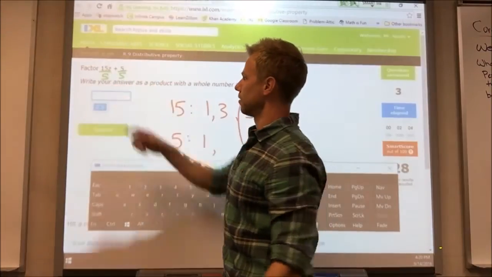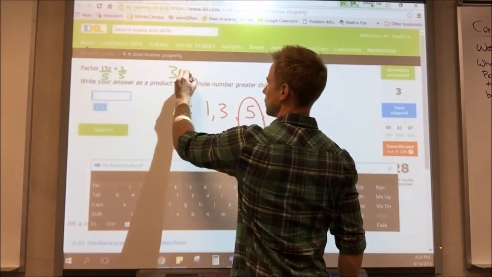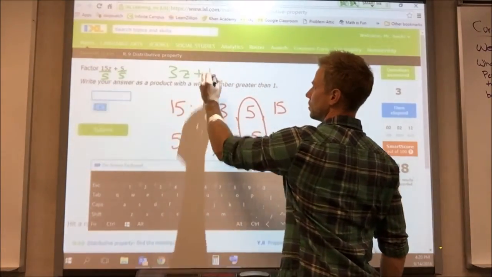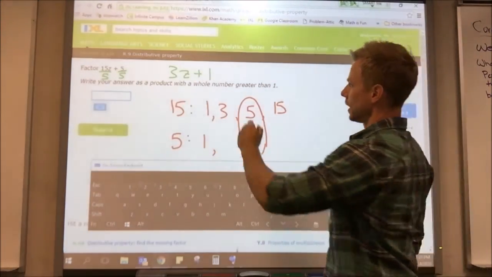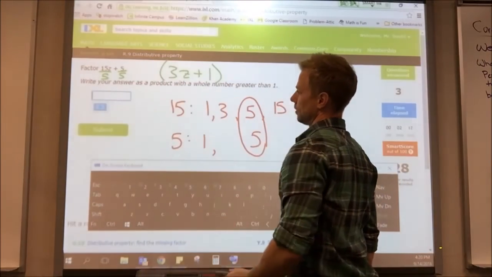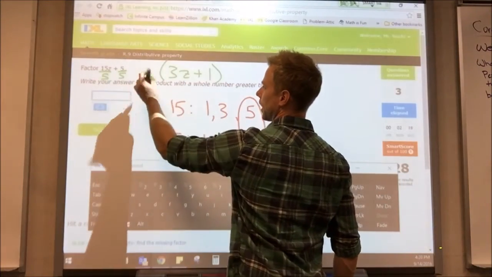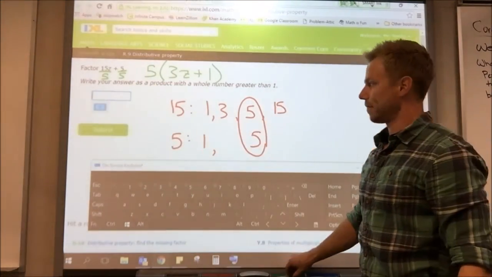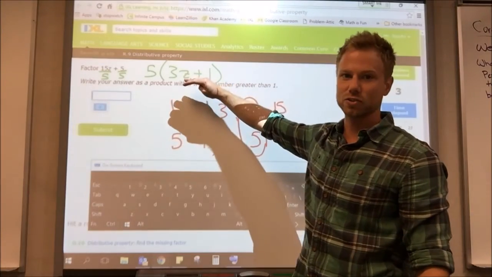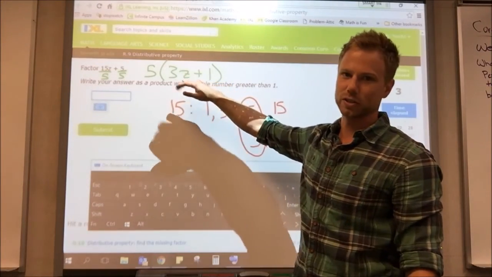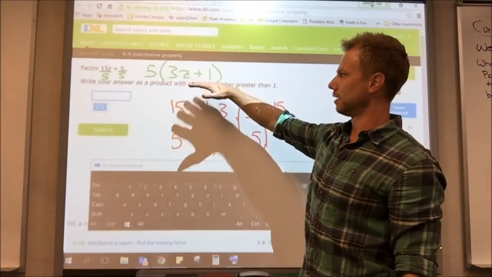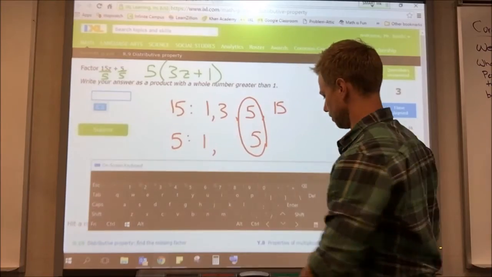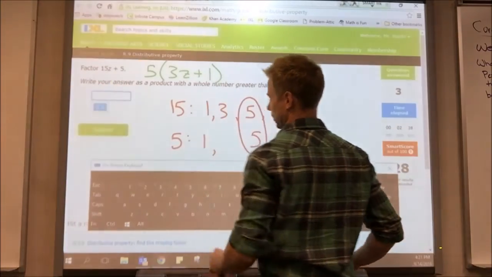15 divided by 5 is 3, and then I still have the z with it, plus 5 divided by 5 is 1, and then I put parentheses around that, and the number I divided by, which is 5, goes in front of the parentheses. And that's my answer. It doesn't look very nice or simple, but that's how factoring works. Now, if I did that correctly, if I distribute, I should get the original problem back. So let's try that once.